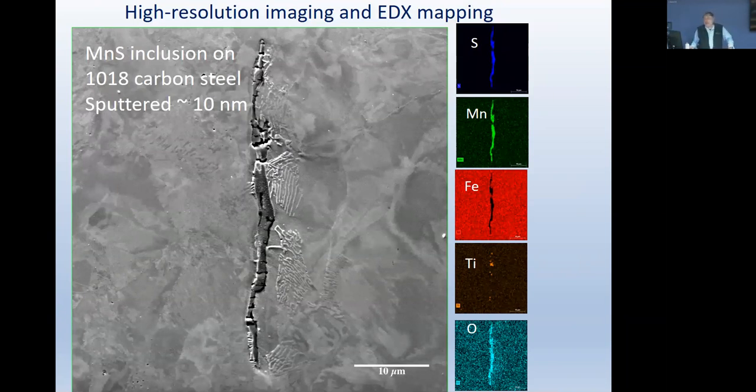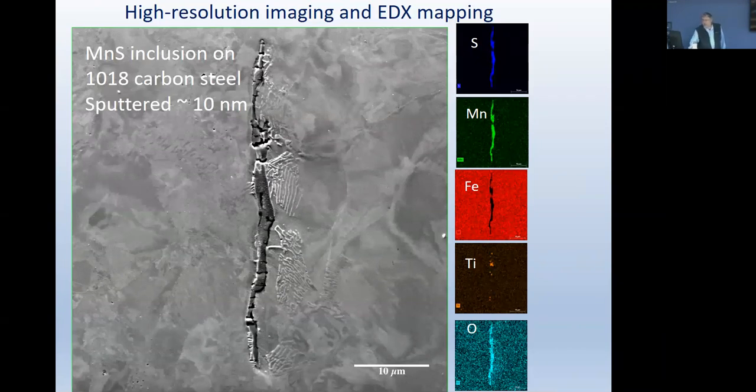They are in the steel by design because they are scavengers of sulfur. Sulfur is bad for welding and anything like that. So the quality of the steel can be judged by how much of this sulfur you clean from the bulk.